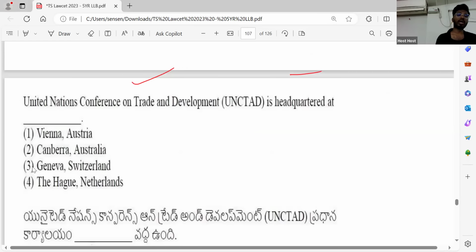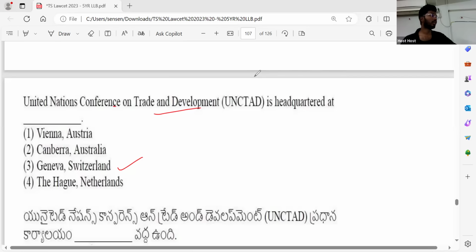Next. United Nations Conference on Trade and Development, UNCTAD, is headquartered in which state? It is in Geneva, Switzerland, right? Very good, guys. Very good. Well done. So when was the first conference of the United Nations Conference on Trade and Development held? In 1964. Right.